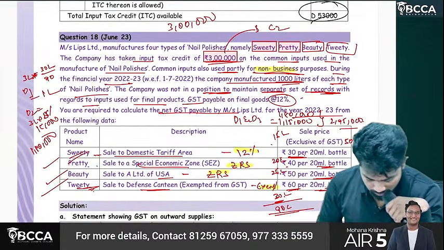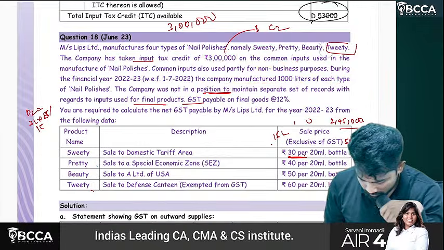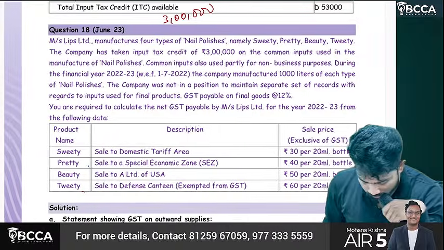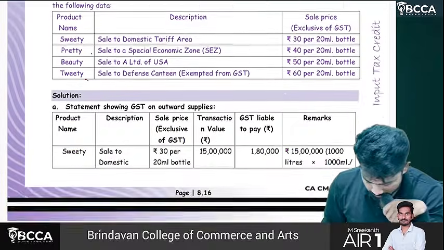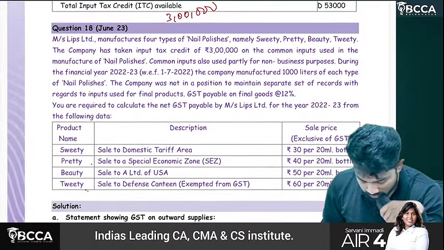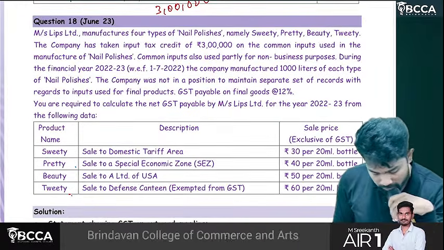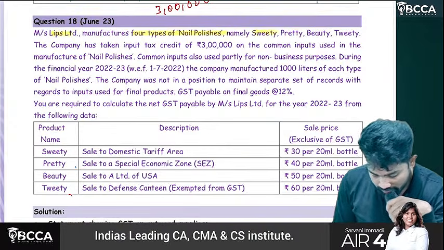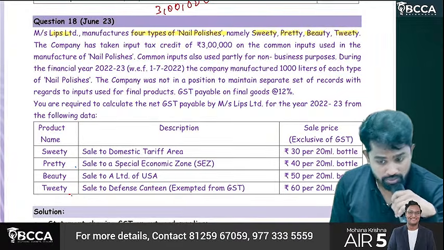Sir, look at question number 18. Question number 18, page number 8.16. Lips Limited manufactures 4 types of nail polishes, namely Sweetie, Pretty, Beauty, Tweety. Okay, 4 nail polishes they are manufacturing.